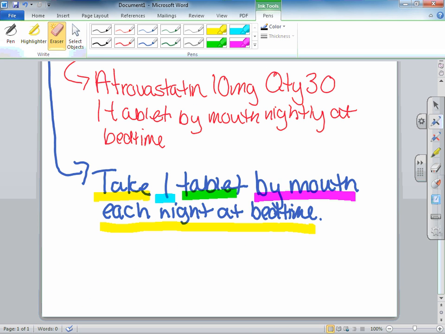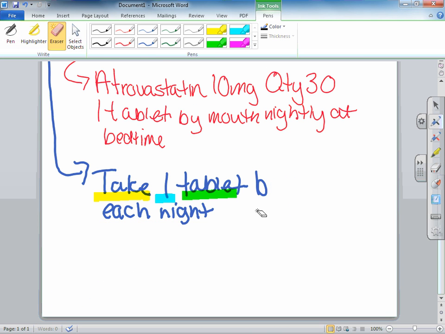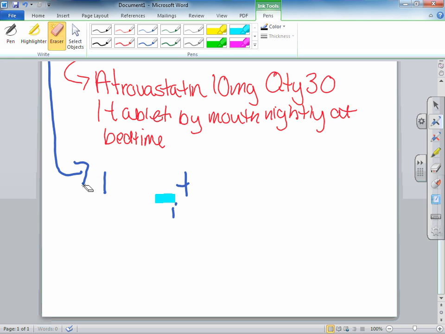Let's do another one. So that was number 1. Number 1 could be found on page 157.